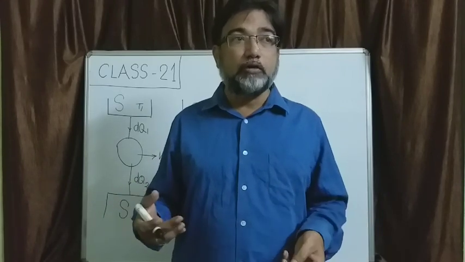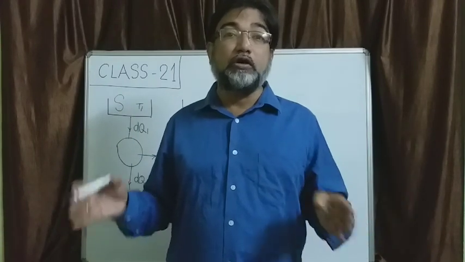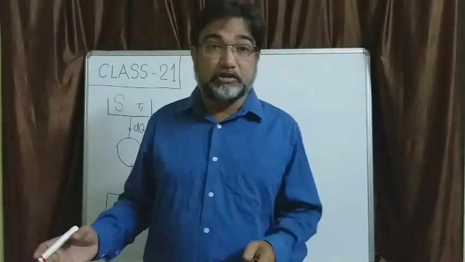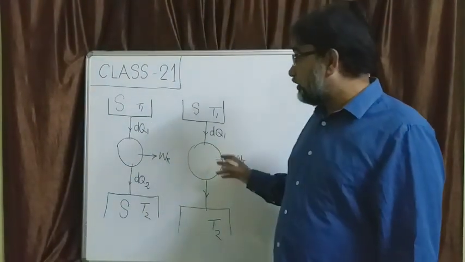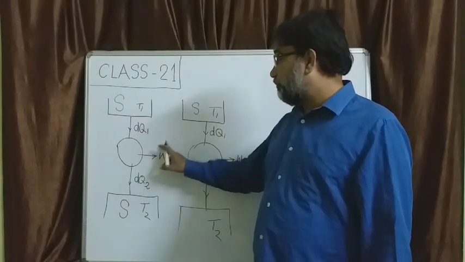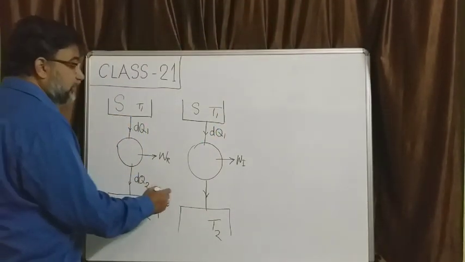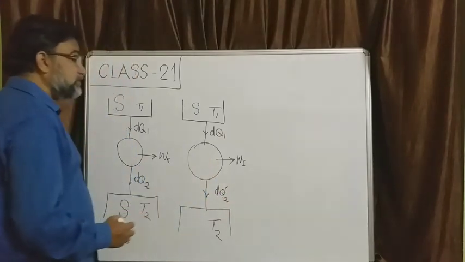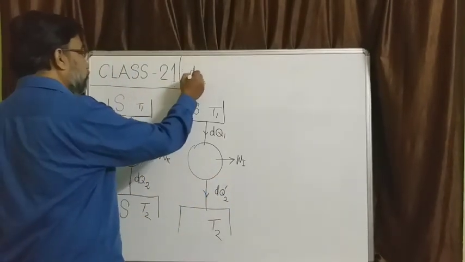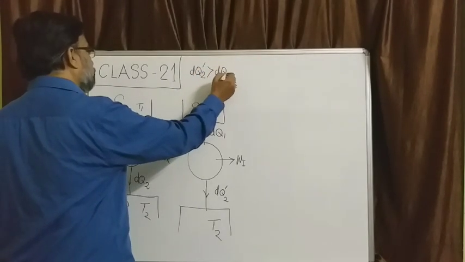The Carnot theorem says that among all the engines working between the same temperature limits, the Carnot engine, or the reversible engine, is the most efficient. Going by that theorem, you can conclude that WR is higher than Wi. If WR is higher than Wi, then dq2 here is obviously lower than dq2 dash here. So dq2 dash is greater than dq2.